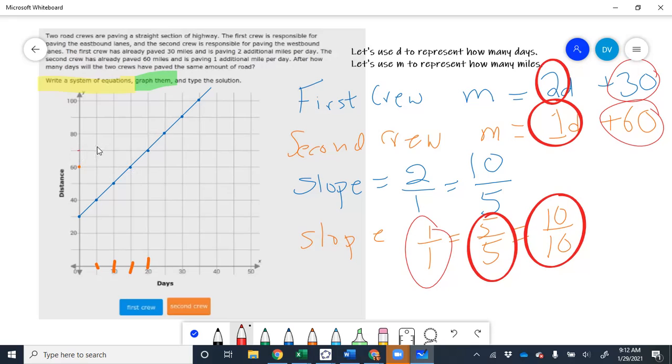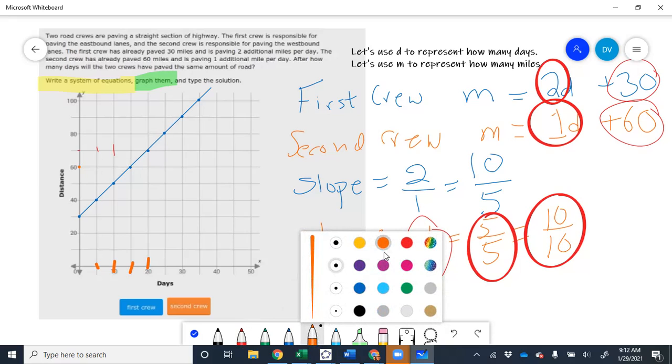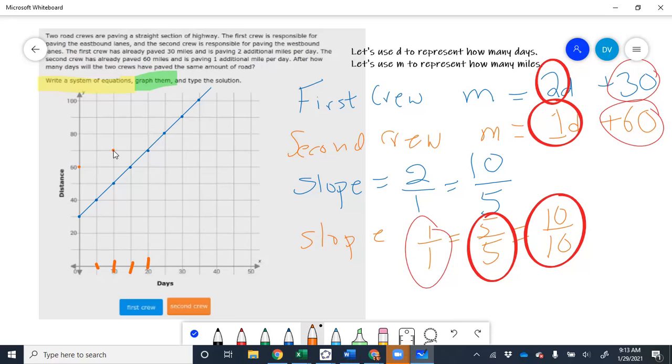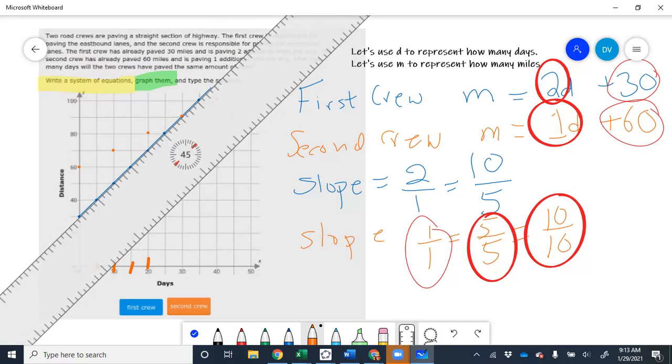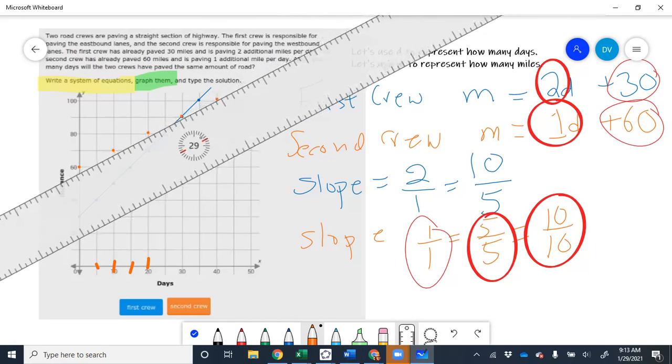Up 10 and then over 5, 10. So that's where my next orange point will be. I need to switch to orange. Let me get rid of this. So up 10 and over 10, up 10 and over 5, 10, up 10 and over, oh, there's already a dot there. And one more time until I run out of room. So now let's line those up with my ruler, make my graph.